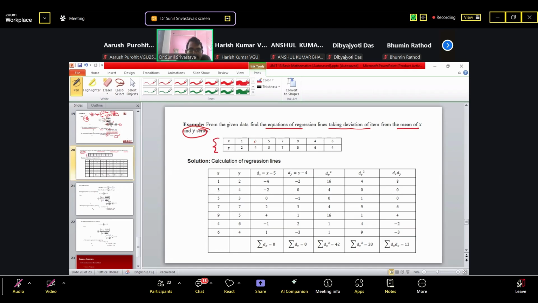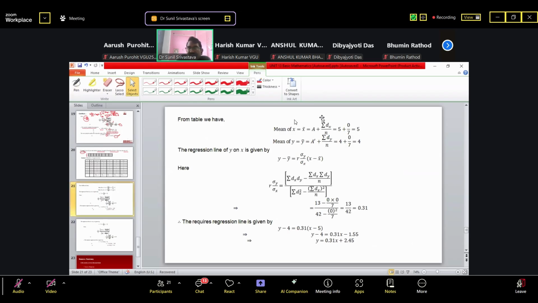X has the values 1, 3, 5, 7, 9, 4, and 6, and the corresponding y has the values 2, 4, 3, 7, 5, 6, 4. Now we have to take the deviations from the mean values. How do we calculate the mean? The assumed mean method can also be used here. The mean is x a plus sum of dx by n. The mean of the x series is 5 and the mean of the y series is given as 4.